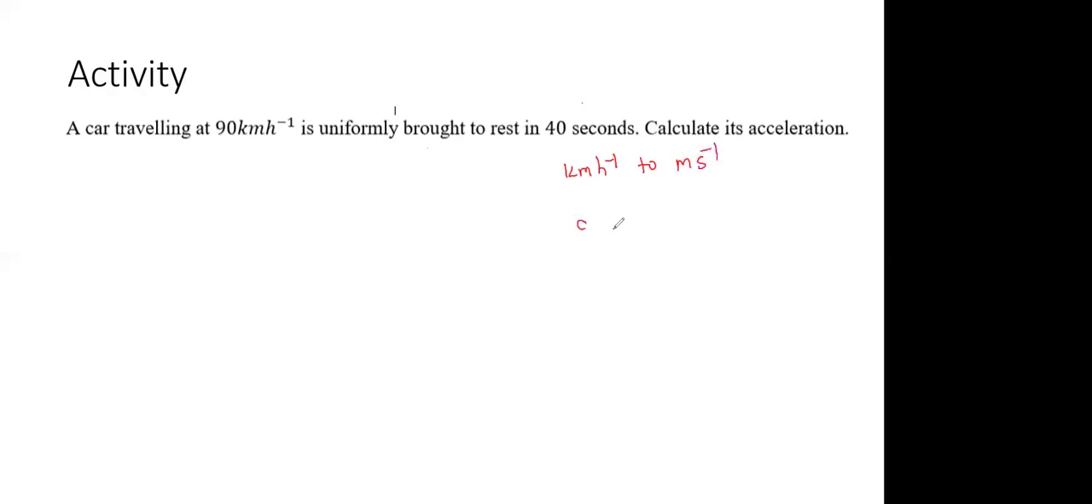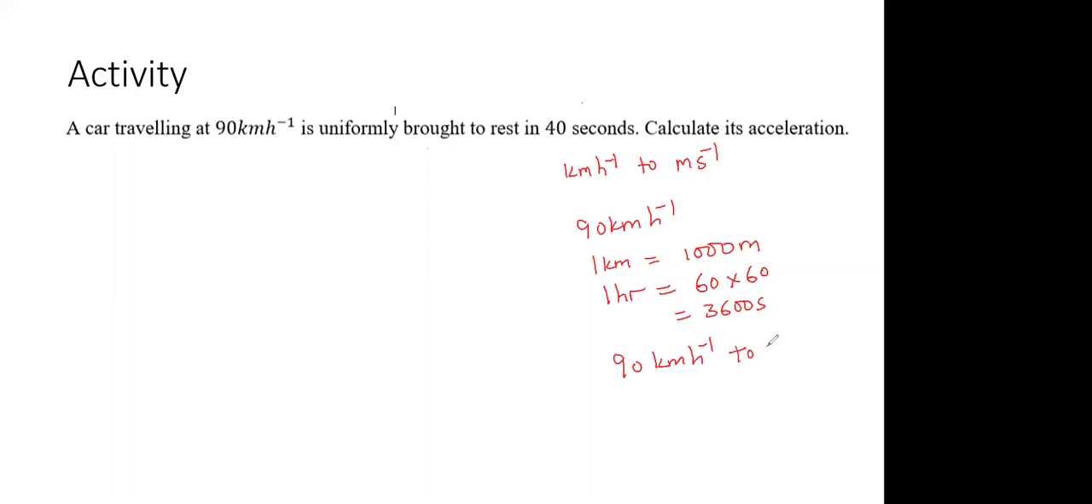Your 90 kilometers per hour, you know that in one kilometer you have 1,000 meters. And you know that in 1 hour, you have 60 minutes times 60 seconds, which will give you 3,600 seconds. So whenever you meet 90 kilometers per hour, anything with per hour, and you are converting to meters per second, what are you going to do?